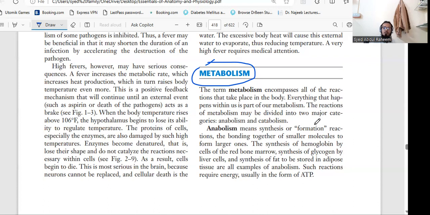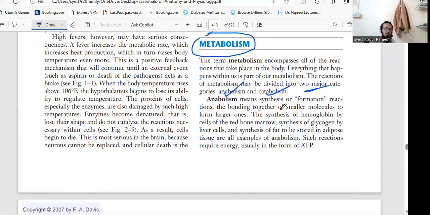Okay. There are two categories in the metabolism. One is anabolism and the second one is catabolism. Anabolism and catabolism. So let's discuss first anabolism. Okay. Anabolism means synthesis or formation reactions, the bonding together of small molecules to form large ones. The synthesis of hemoglobin by cells of red bone marrow, synthesis of glycogen by liver cells, and synthesis of fat to be stored in adipose tissue are examples of anabolism. Such reactions require energy, usually in the form of ATP.